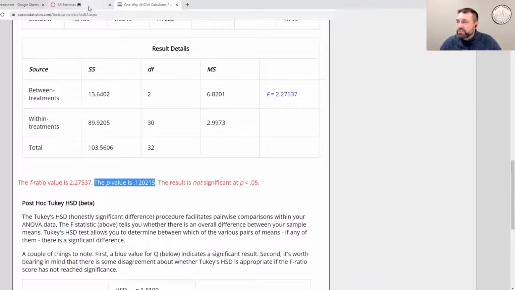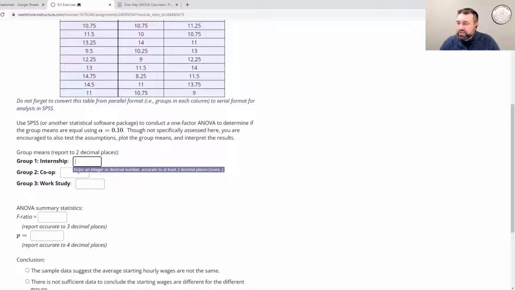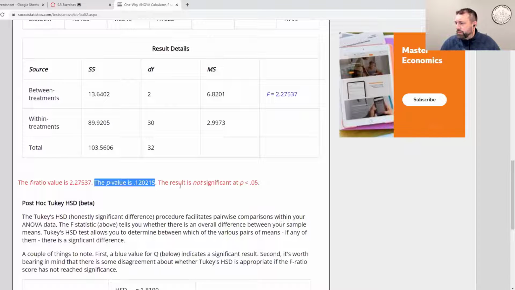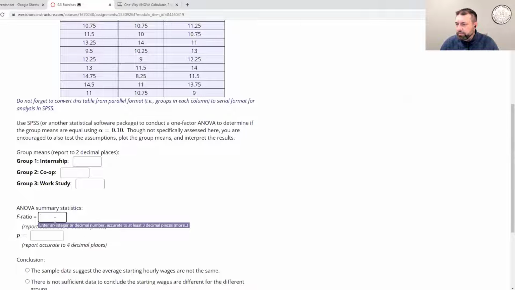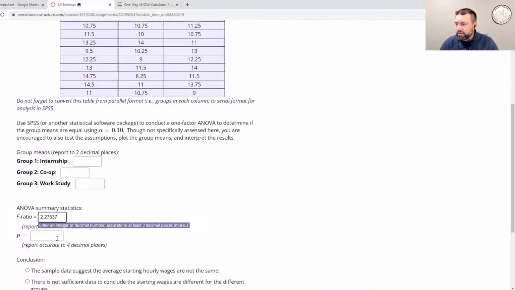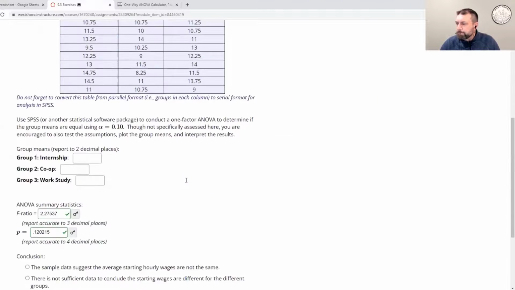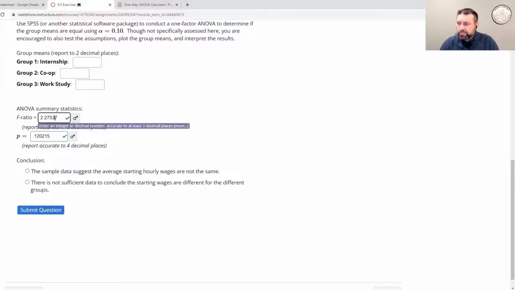And so all of this then gets put back into this. So you're going to put your means in here. You're going to do your F ratio. And we could drop those numbers in here. So just to show you that this works, I'm going to put my F ratio in here. I'm going to take my p-value, copy and paste that into here. And now if I submit this, you'll see that those values are correct.